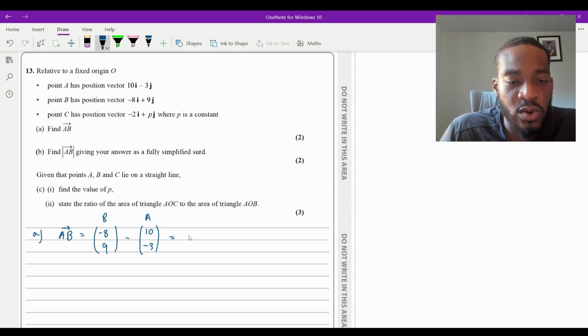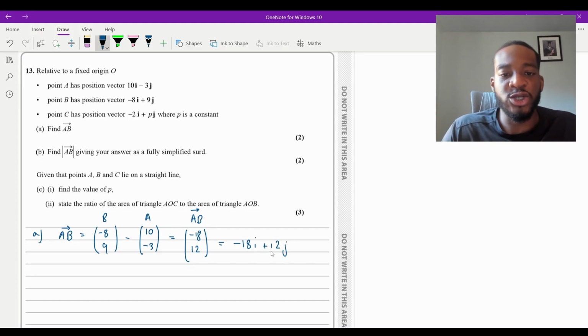So taking these away, a to b is going to be equal to minus 8 minus 10, which is minus 18, and 9 minus minus 3 is 12, isn't it? 9 plus 3 is 12. So the answer is minus 18i plus 12j. Right, that is part A done. Remember, i and j form.